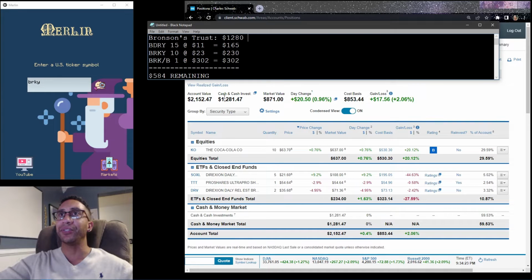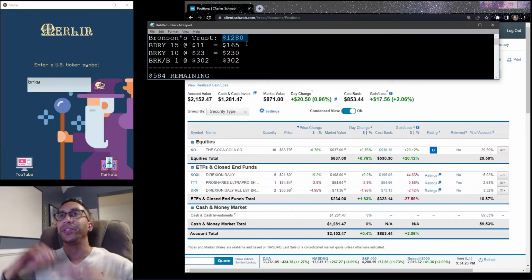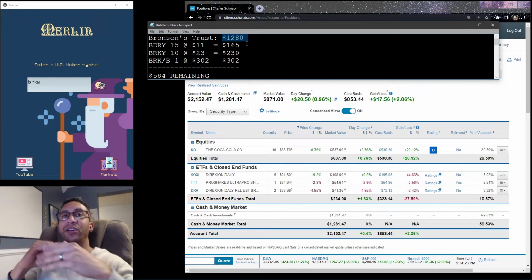So the first thing that you might notice is that my cash and cash investments account is $1,281.47, but I'm only going to account for trading for $1,280. This is to account for any trading commissions that Charles Schwab is going to take from me on a trade. So I always round down whatever that dollar amount is. So $1,281.47 becomes $1,281, and then I subtract $1 from there. So I have $1.47 as overhead for the trade when I do my calculation.